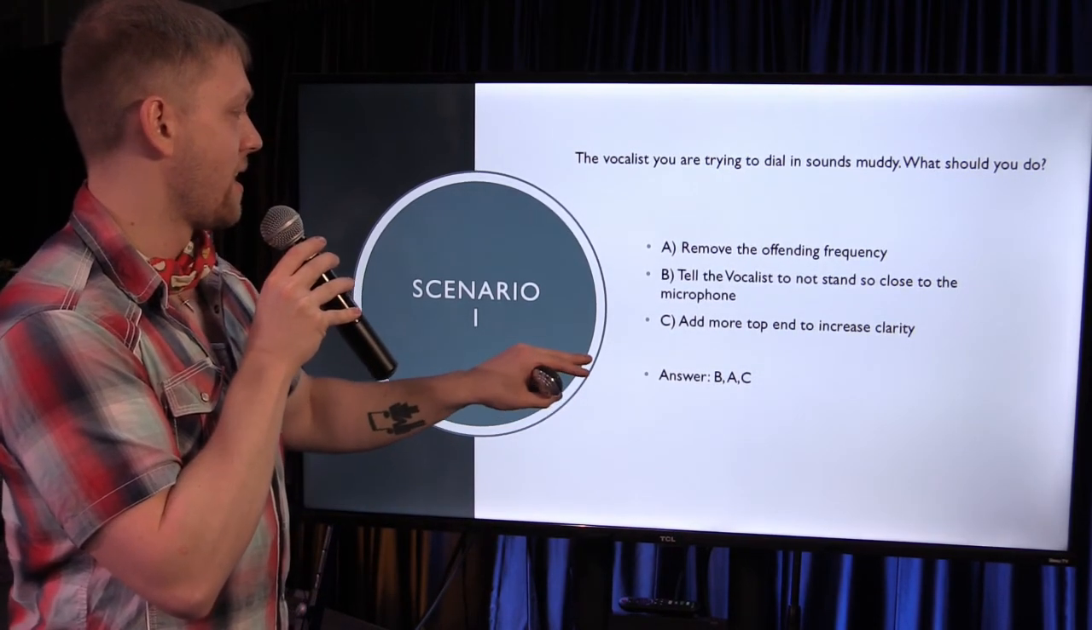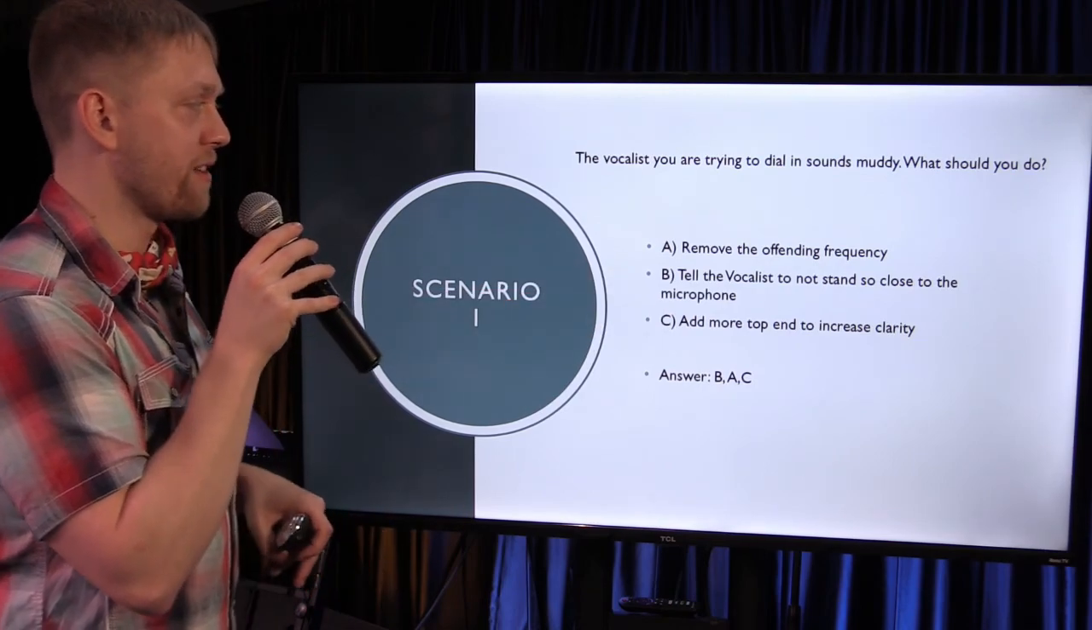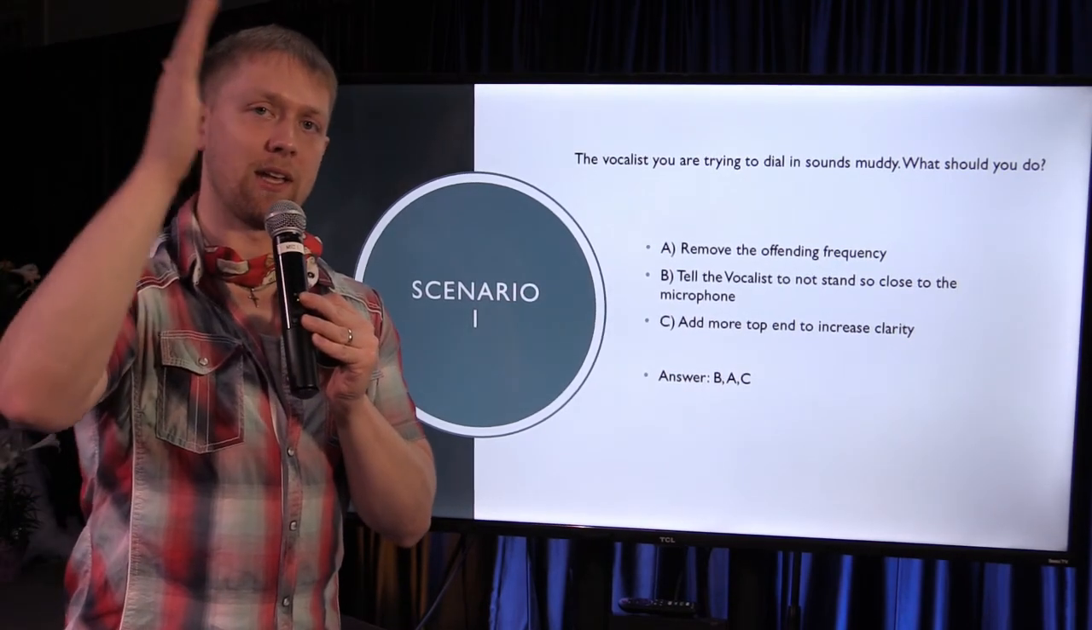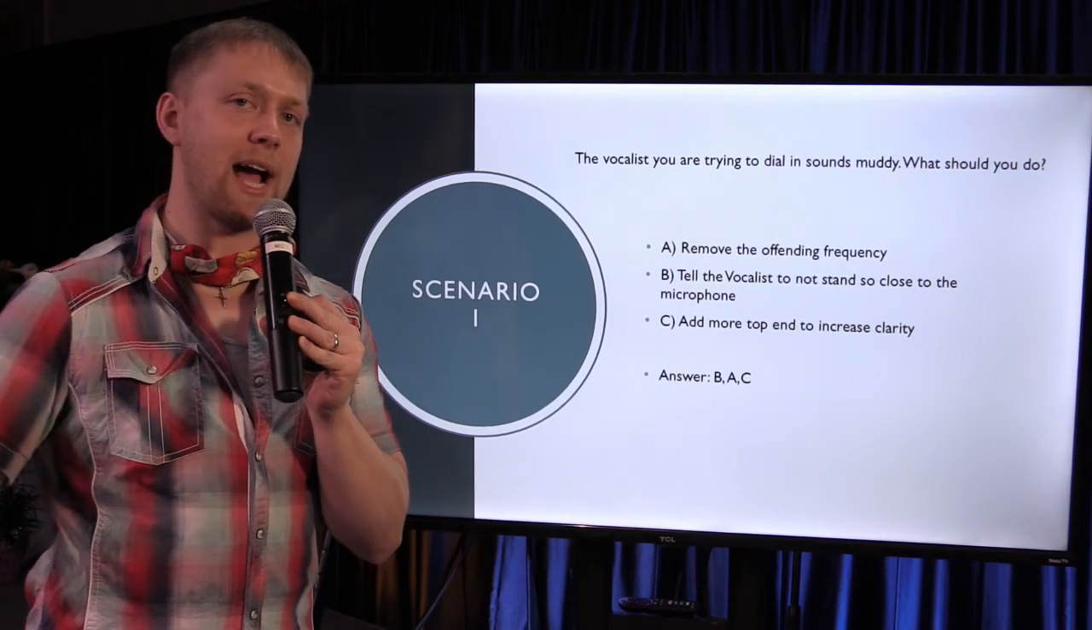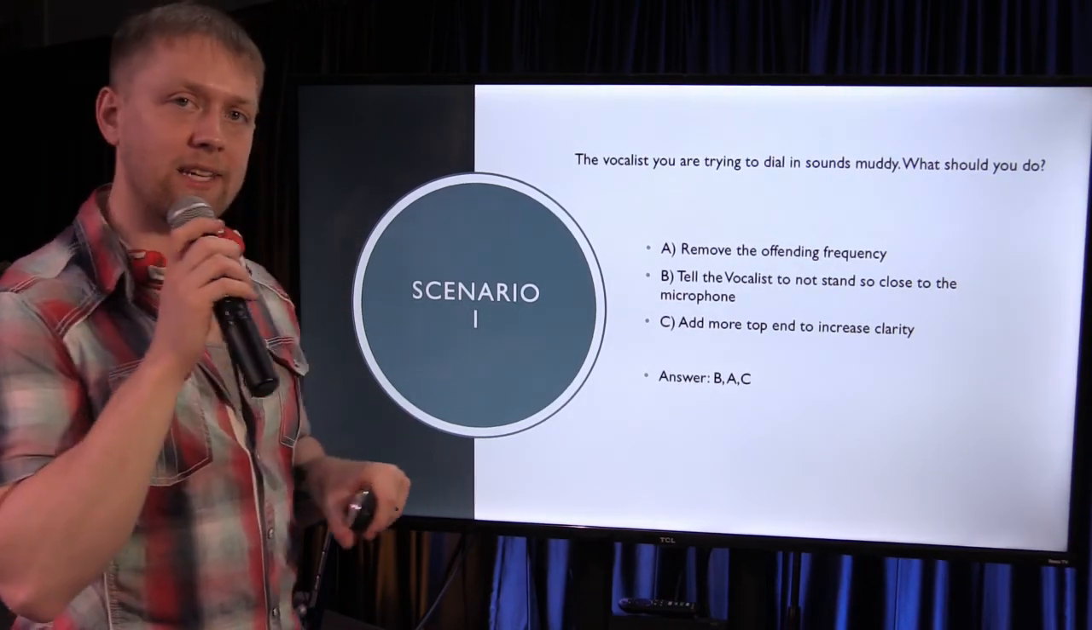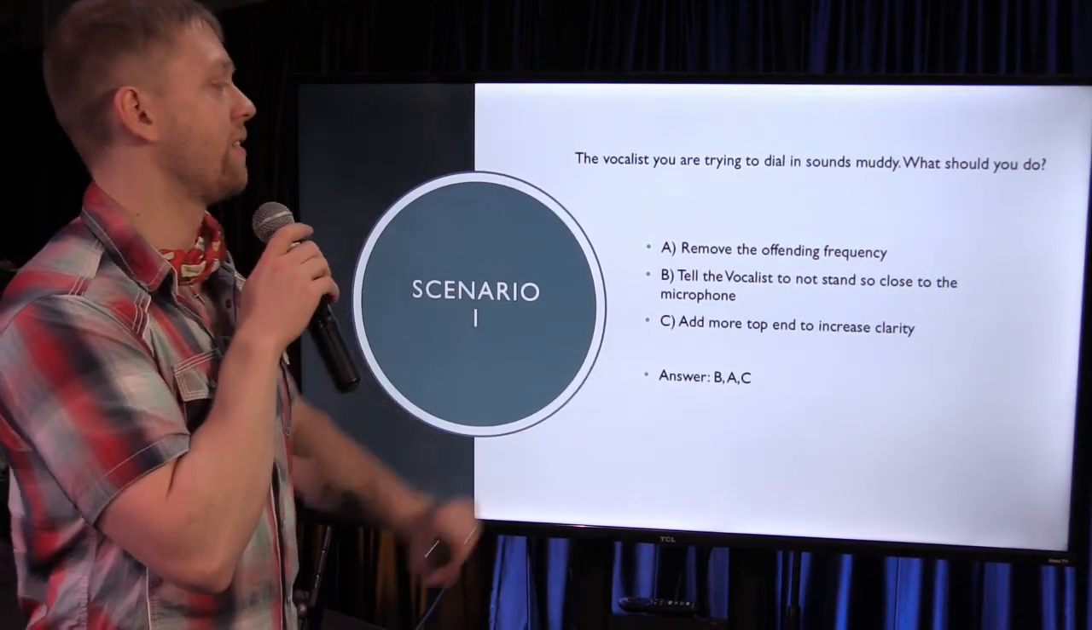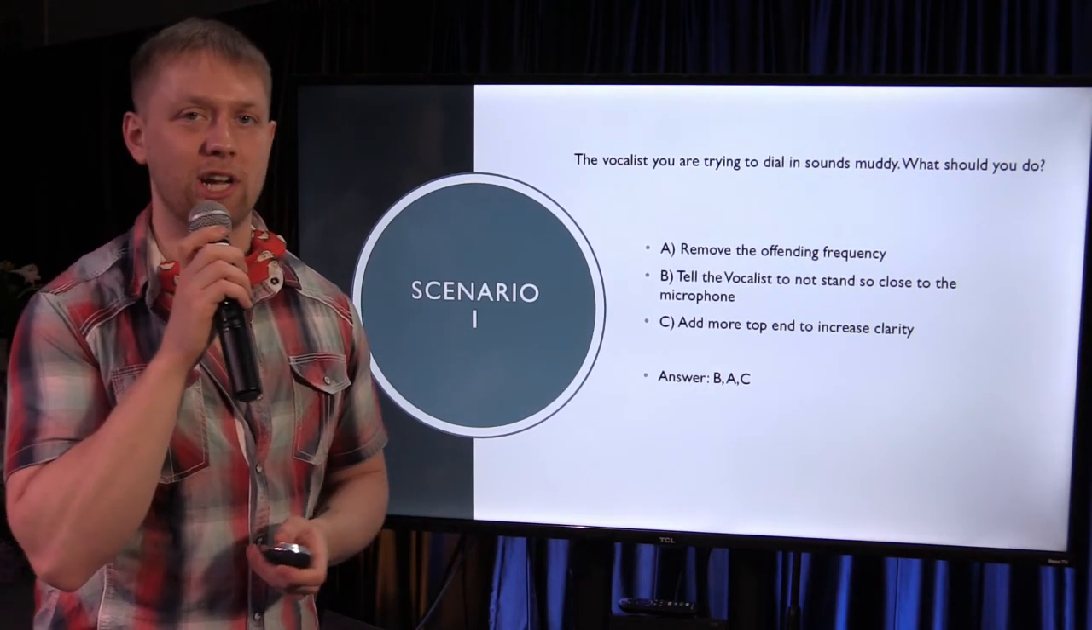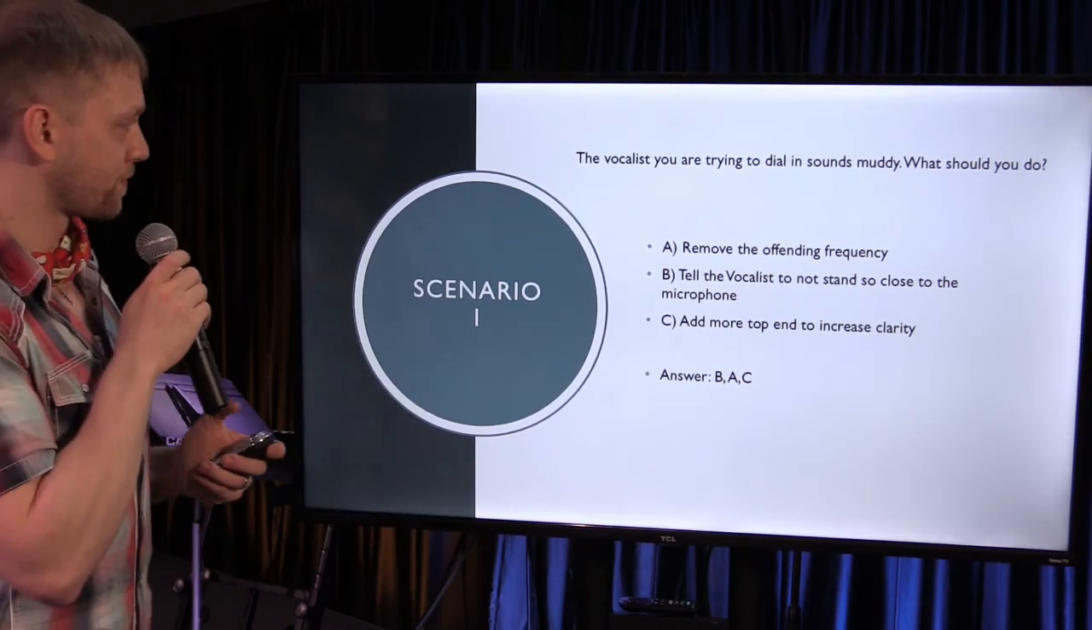Then after that, we go to option A, remove the offending frequency, right? We subtract before we add. And then if that doesn't solve our problem, we can follow it up by adding more top end in order to increase the clarity of the vocals.